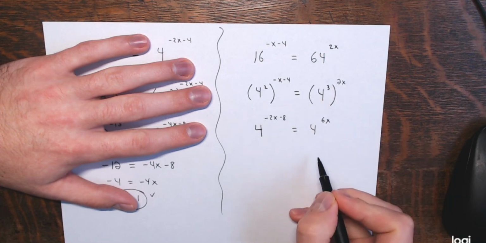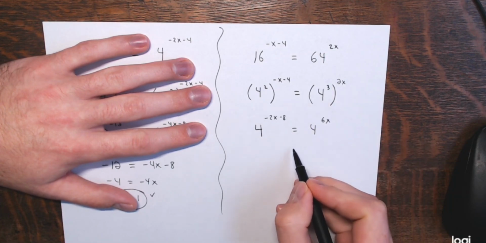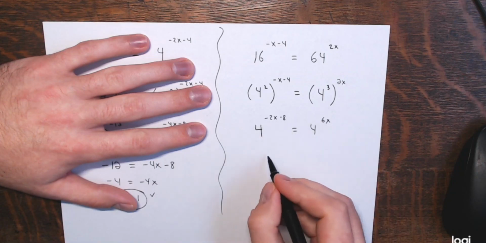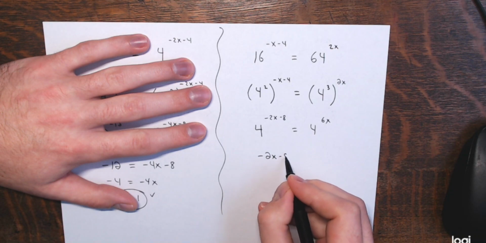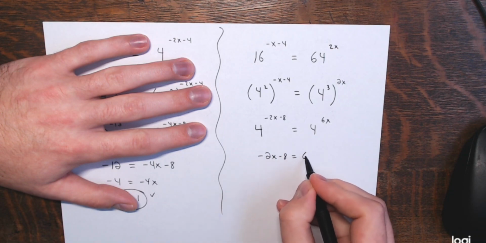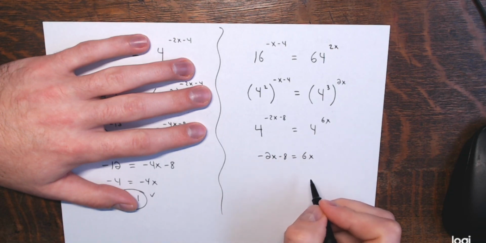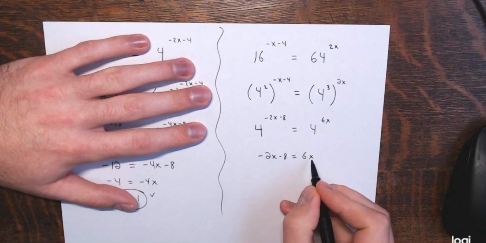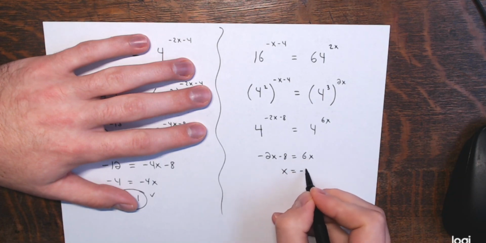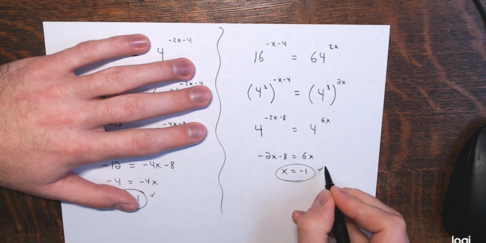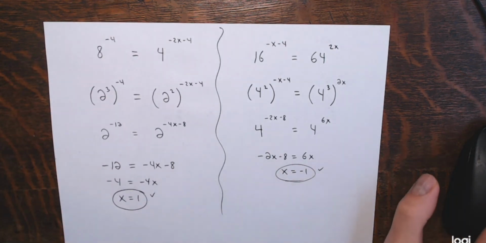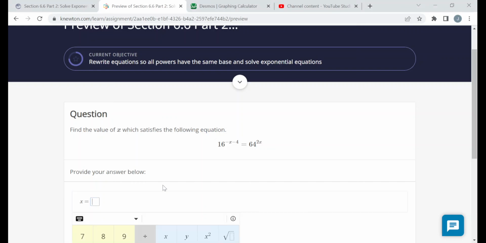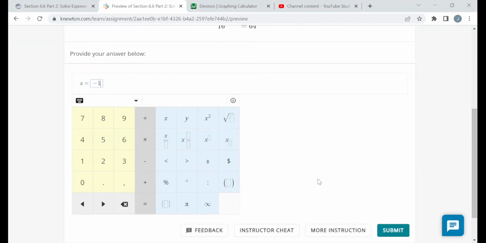And now I can apply that one-to-one property. They both have the same base now, so their powers must be the same. Negative 2x minus 8 must be equal to 6x. And then, adding 2x gives me negative 8 must be 8x, so x must be negative 1. And again, you can check that. Should work. Alright, great.